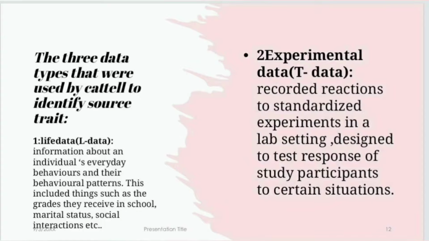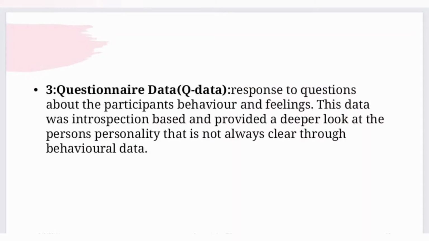The second is experimental data, or T data. Experimental data are the recorded reactions to standardized experiments in a lab setting. It is designed to elicit responses of study participants to certain situations. Coming to the third data type, we have questionnaire data, or Q data. Questionnaire data are responses to questions about the participants' behavior and their feelings. This data is introspection based, therefore it provides a deeper look into the person's personality that is not always clear through behavioral data.